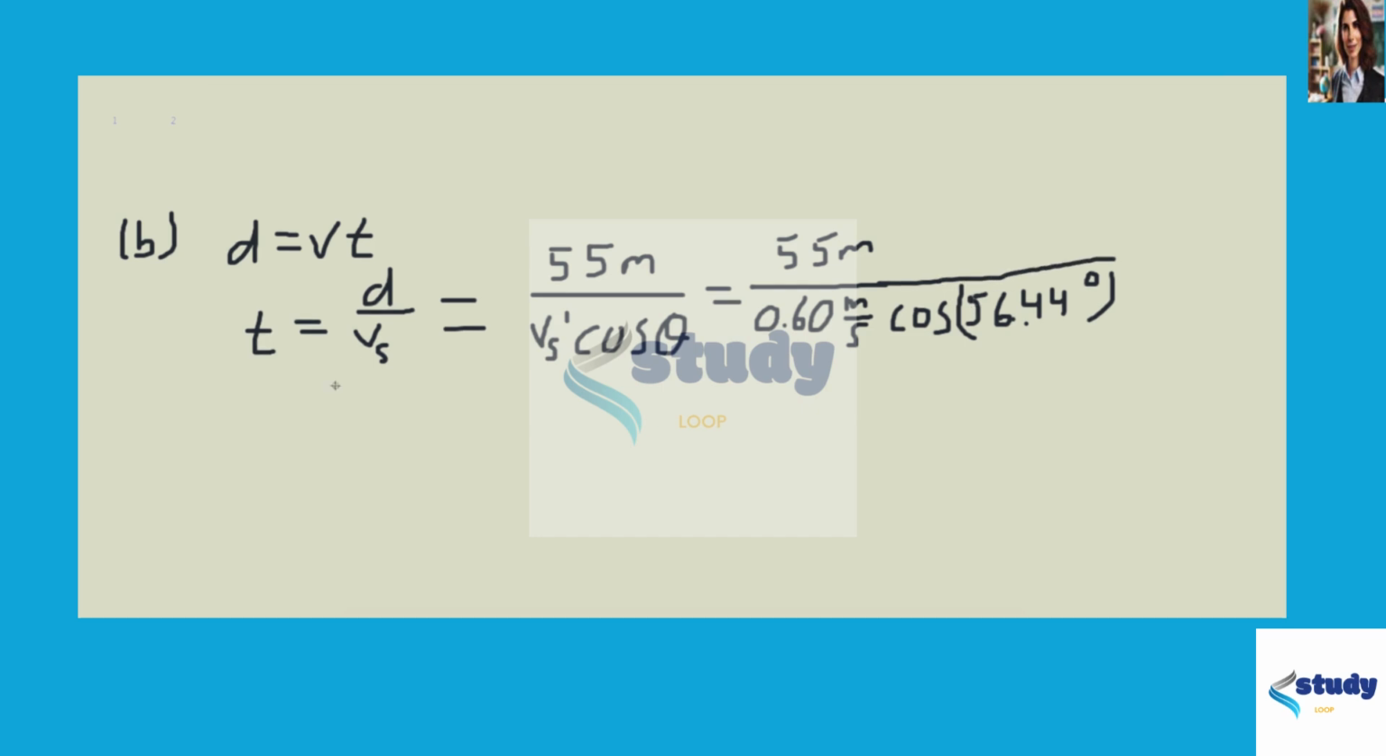If we plug all of this into our calculator, we find that this equals 170 seconds, which in minutes is equal to 2.8 minutes, because there are 60 seconds in every minute, so you just divide that by 60 to get it into minutes. And box that in as our solution to part B.